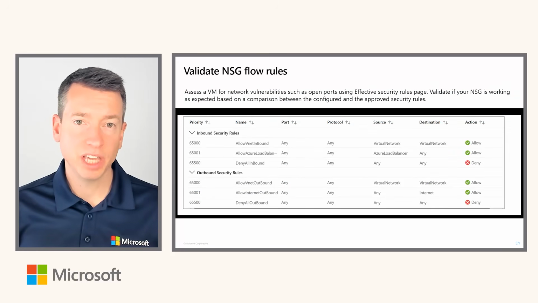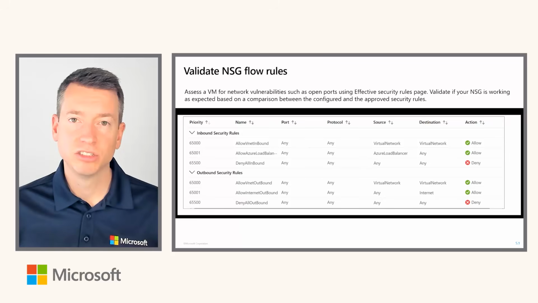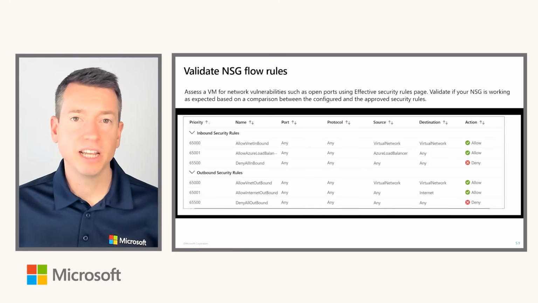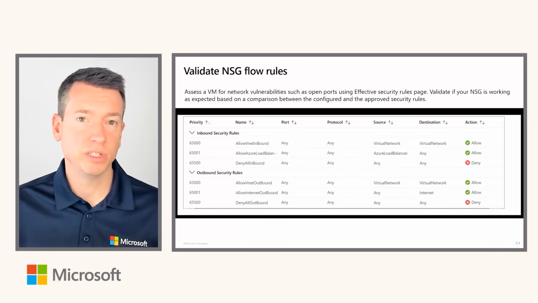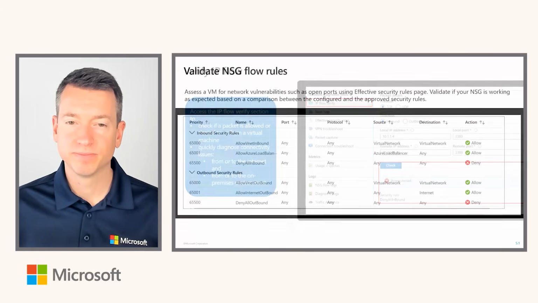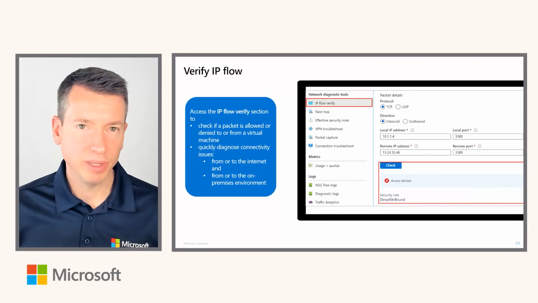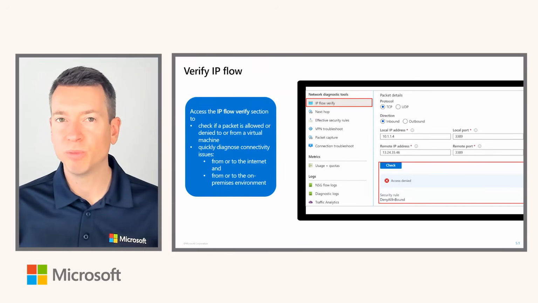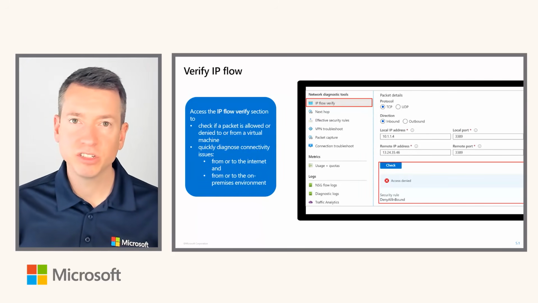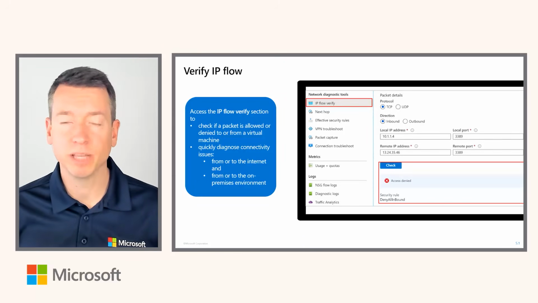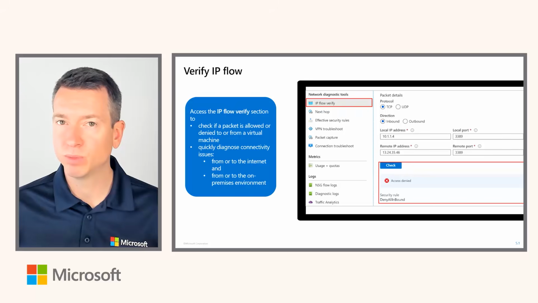Know to assess a VM for network vulnerabilities, such as open ports, using the effective security rules page. Validate if your NSG is working as expected based on a comparison between the configured and the approved security rules. Know that IP Flow Verify checks if a packet is allowed or denied to or from a virtual machine. The information consists of direction, protocol, local IP, remote IP, local port, and remote port.